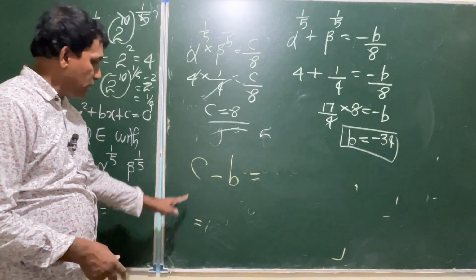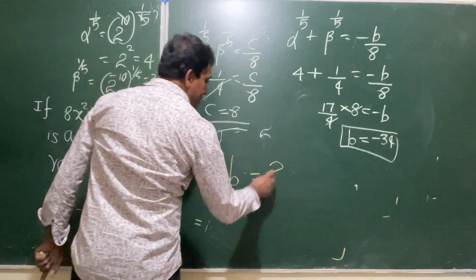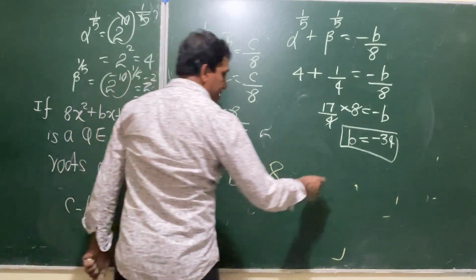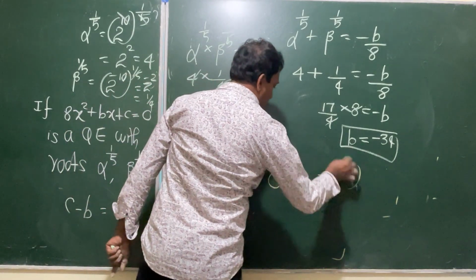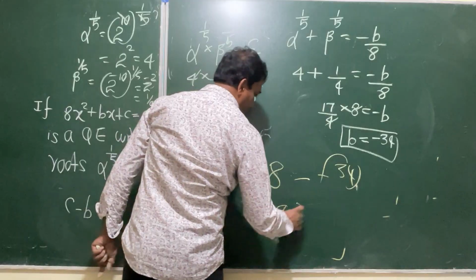C minus B, C is 8, minus B is negative 34. So what is the answer? 42, okay. 42 is the answer.